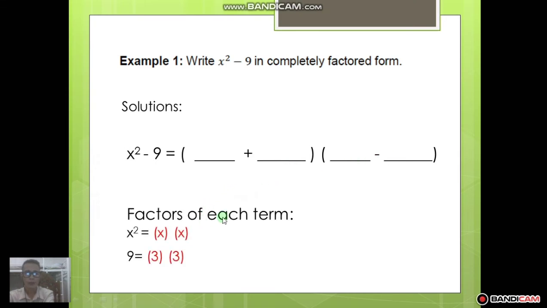Then, factors of each term. The first term we have is x squared, and these are the factors. This factor should be written as the first term of the binomial. Then, factors of the second term, which is 9, and the factors are this one. So this should be written as the second term of the binomials. So this is now the complete factored form of this given expression.